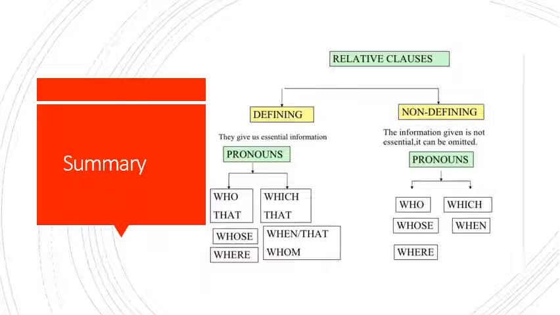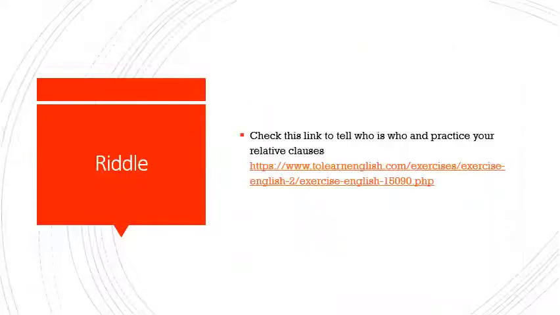And here finally, to close this lesson, you have a summary in the form of a tree diagram that shows the main relative clauses and the pronouns that go with them, and also some interactive activities to tease your brain. Here you have a riddle, and all you have to do is click on this link and go to the website to check your understanding of relative clauses by doing this riddle.